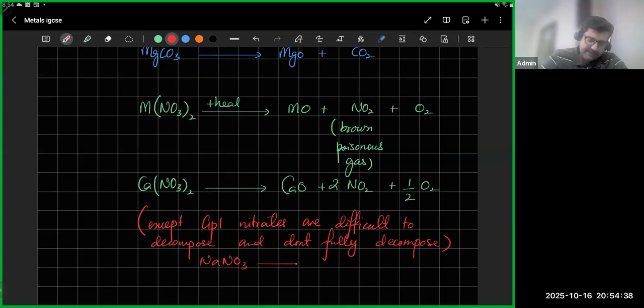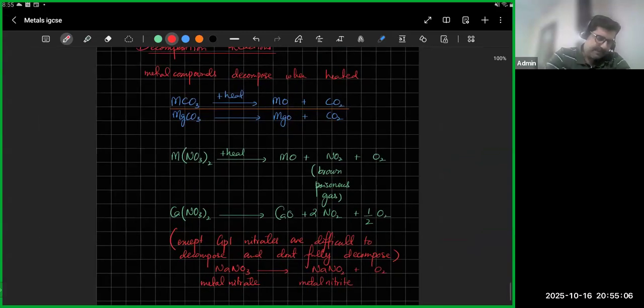If you heat it, बस उसमें से ना, there's only going to be a tiny amount of oxygen that's going to be produced. That's it. So it will form NO2 minus 1 जो होता है, that's a nitrite. Nitrite. And this one is a metal nitrate. So keep this in mind that group 1 nitrates don't usually decompose fully.